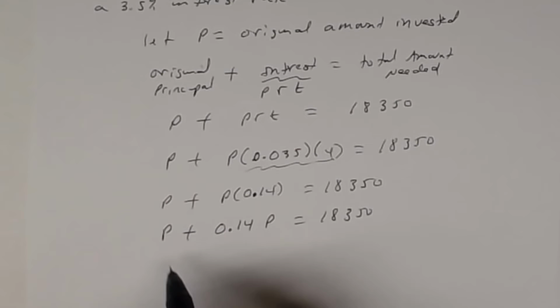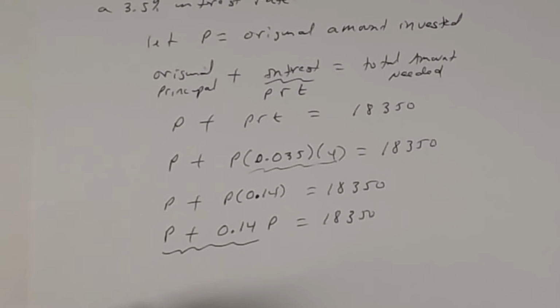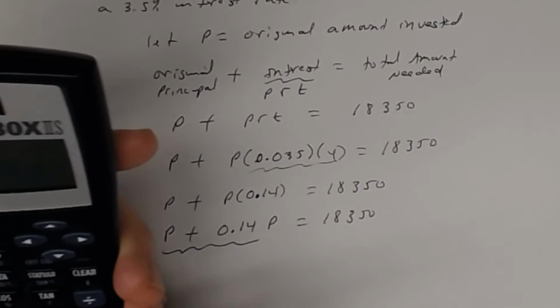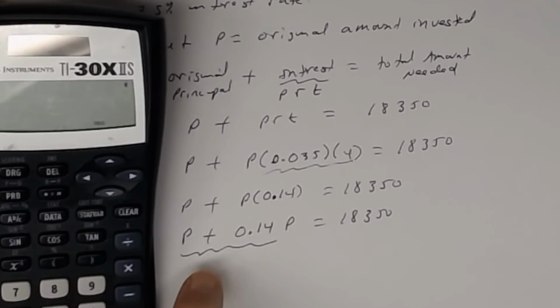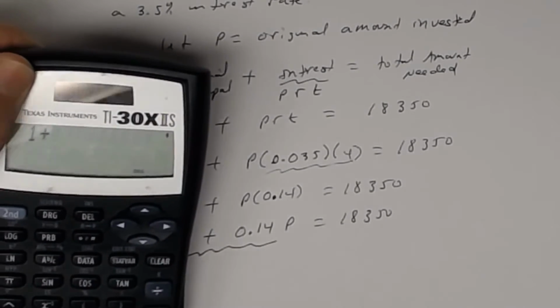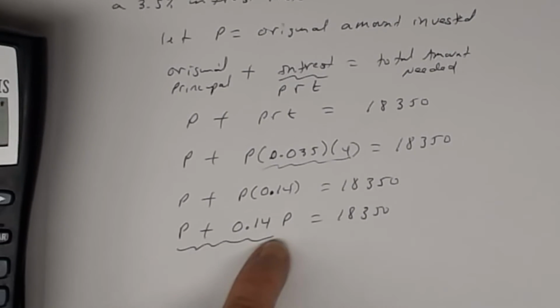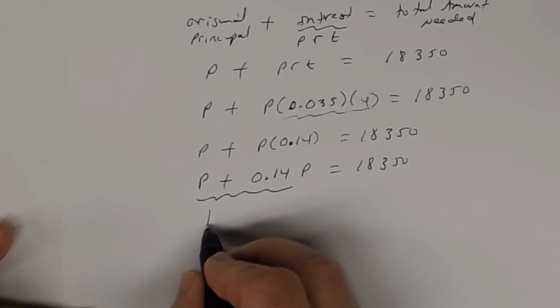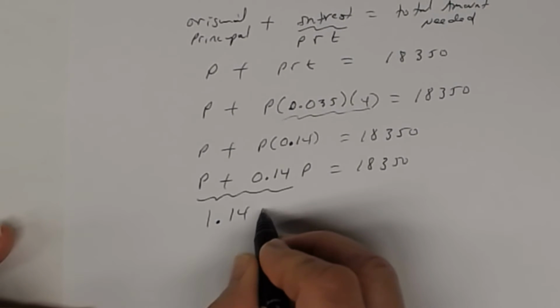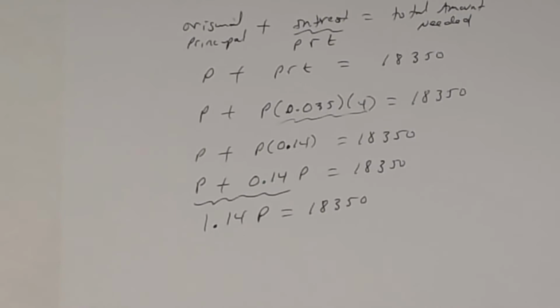18,350. And I know from a section we talked about last week that these two terms are like terms. So this right here is going to be a 1. If you need to, use your calculator. 1 plus 0.14 equals 1.14. So when I add these two terms together, I get 1.14P equals 18,350. And so now all you have to do is to solve for P.